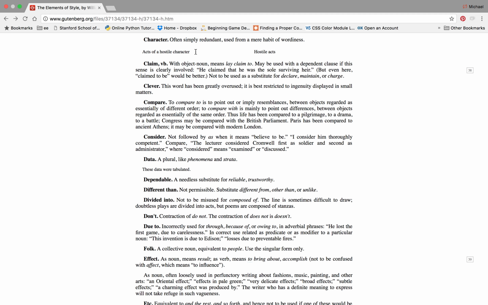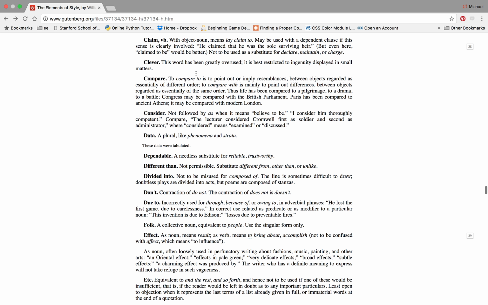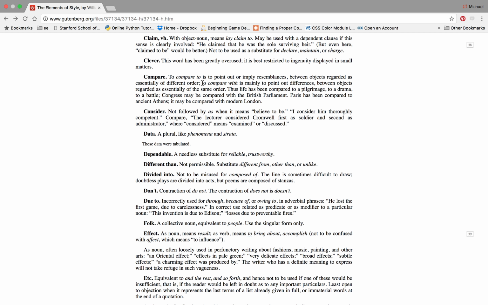So character. Acts of a hostile character, bad. Hostile acts, better. So yeah, fewer words. A lot of times you don't need the word character, acts of a hostile character, etc. Claim, lay claim to. He claimed that he was the sole surviving heir. This could be vague because the word he is, it's two times very close together. A little bit confusing. It's still pretty clear if there's no other he in the room, or no other he in the dialogue, in the milieu of what we're discussing.